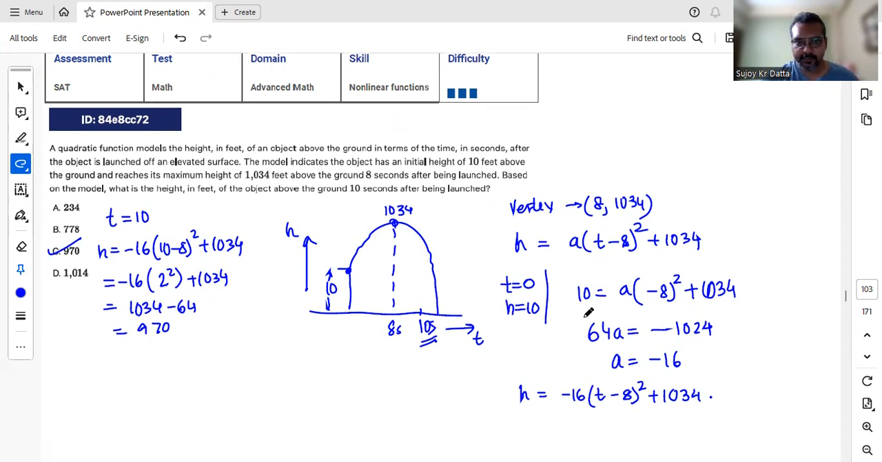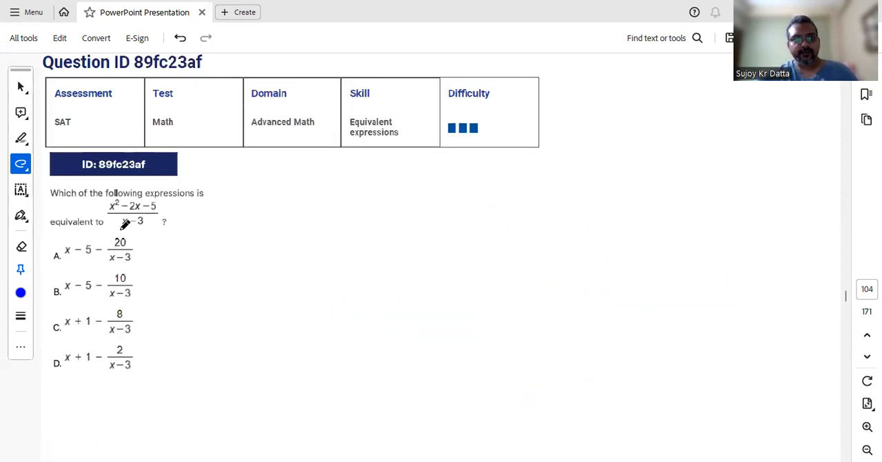All right, let's go to the next one. They're asking which of the following is equivalent to this. One way is you can take out x minus 3 as a factor forcibly and then see what the constant is. But the easiest way is without actually dividing anything. Just plug in some value of x, making sure it's not 3, otherwise it will be undefined.